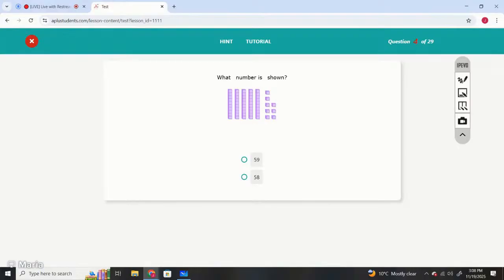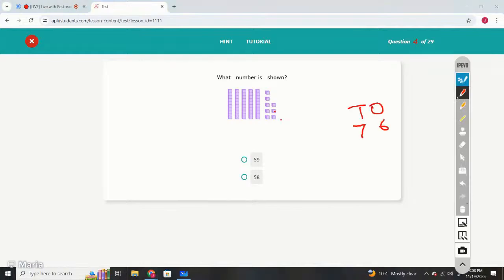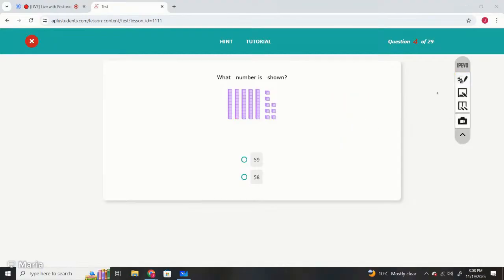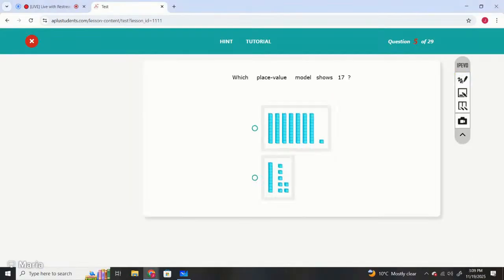What number is shown? How many ones and tens do we have in the given model? So we have 1, 2, 3, 4, 5, 6, 7, 8. We have 8 ones and 1, 2, 3, 4, 5 tens. So together they make 58. 5 tens and 8 ones means 58. Option number 2 is the correct option, that is 58.